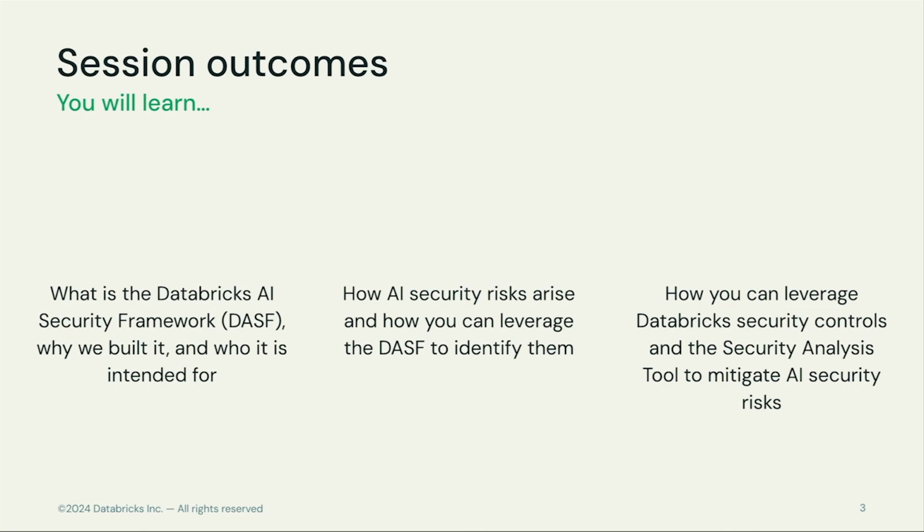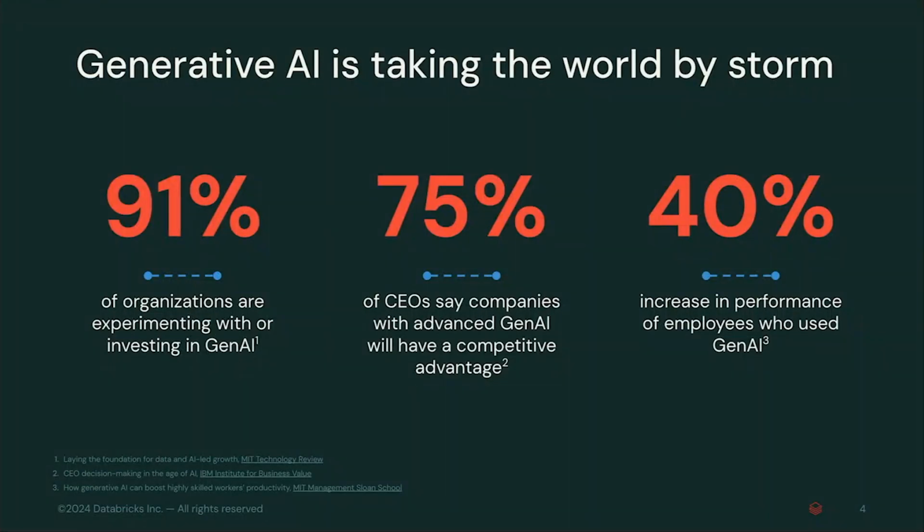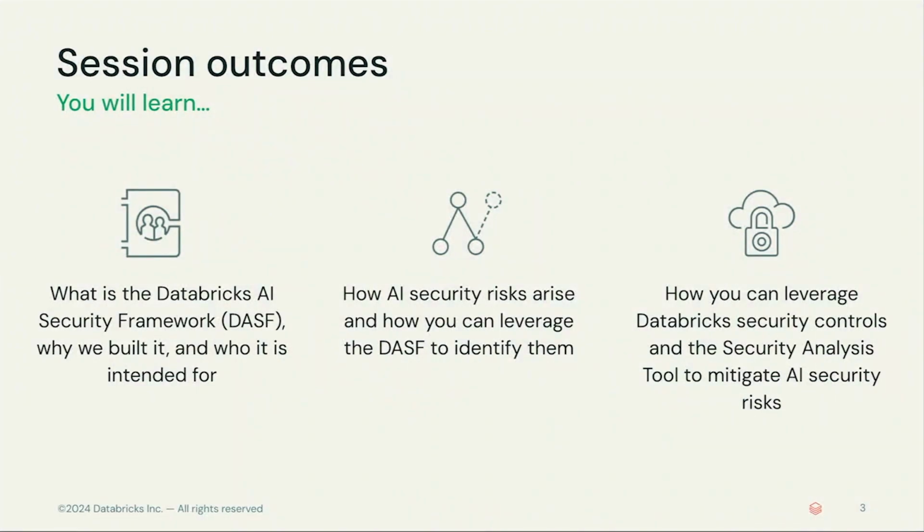So, session outcomes for today. We're going to do the who, what, why of the Databricks AI Security Framework: who it's intended for, why we built it, what it is. Then we're going to spend the bulk of the session, especially Arun, on how you're going to use it, how AI security risks arise, how you can use the DASF to identify them, and then how you can leverage Databricks security controls and what we call the SAT tool to mitigate these risks.